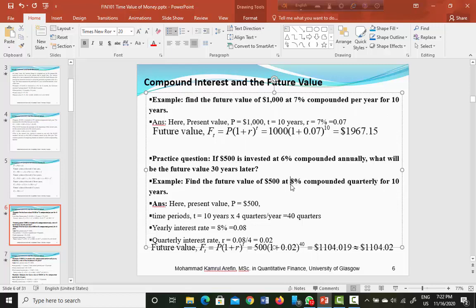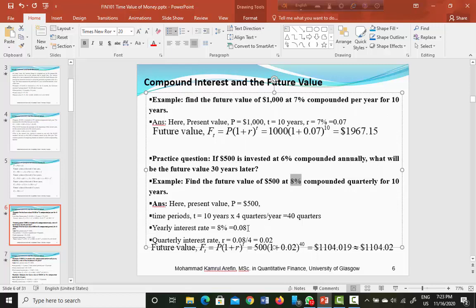But remember, the interest rate mentioned in the question is the annual rate, while interest is calculated on a quarterly basis, after every 3 months. Since this is the annual rate, we need to convert it to a quarterly rate. In a year we have 4 quarters, so the quarterly rate will be lower: 8% divided by 4.